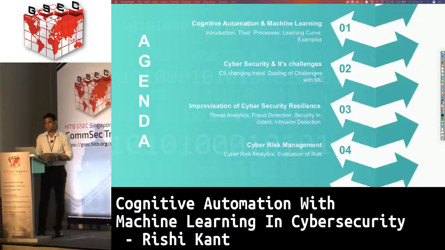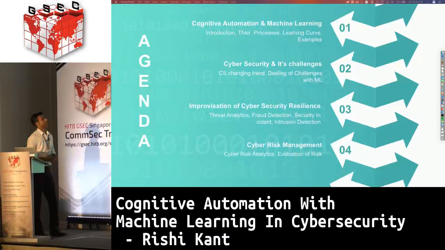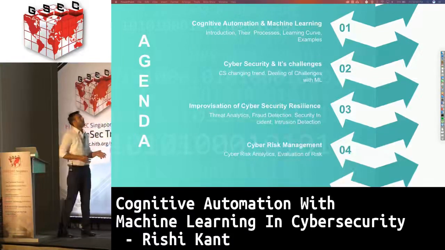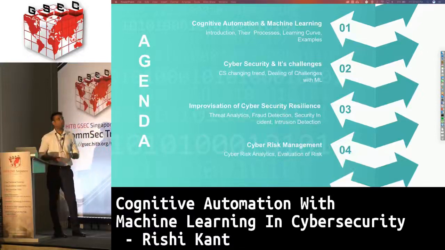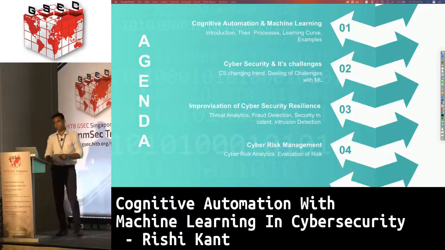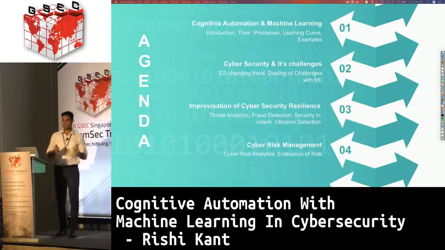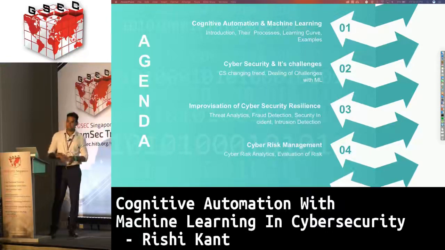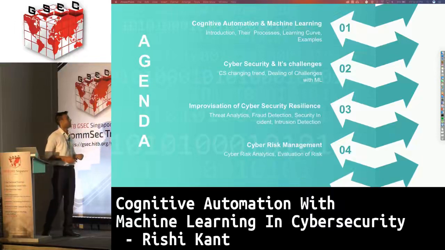So first, the agenda. The agenda is: what cognitive automation and machine learning are, an introduction, learning curves, and one example. Another one is cybersecurity and its challenges. If I'm talking about cybersecurity, we have different trends. Previously we had different trends, now we have different trends. And what are the new challenges we have, and how are we going to mitigate those challenges? We're going to discuss this here.